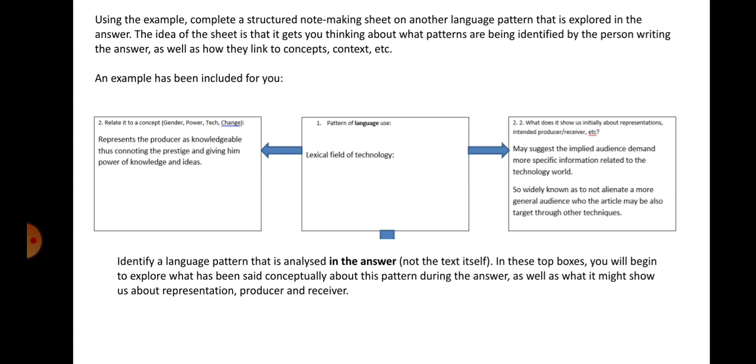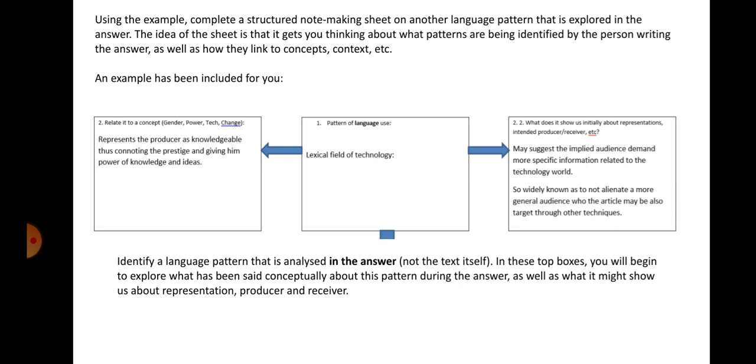In the middle, I'll try and talk you through this. It's one of those that might be easier if we were in a classroom, but I'll talk you through it as best I can, and you can try and do it as best you can. From the answer, not the text, you're not looking at the text itself, you're looking to deconstruct the answer that you've been given.